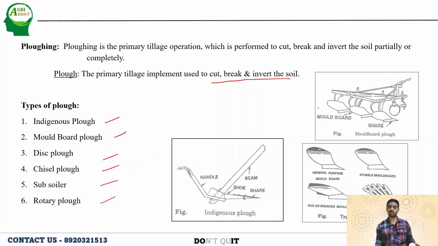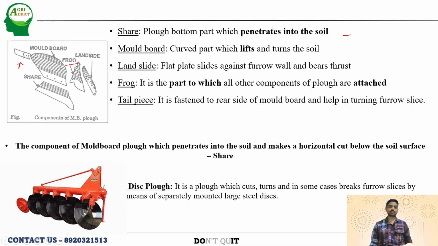The MB plow has a mold board which will turn and lift the soil, and a share which penetrates into the soil surface. And these are the types of MB plow: the stubble mold board plow if there are stubbles, the general purpose mold board, the breaker mold board, and the slat mold board. Different mold boards are used for different purposes.